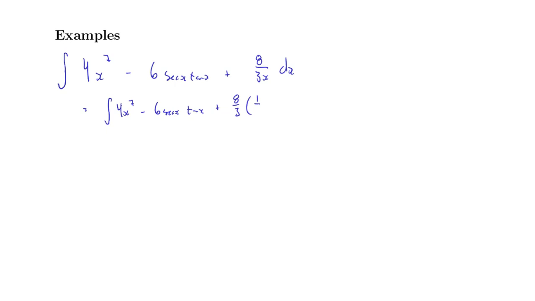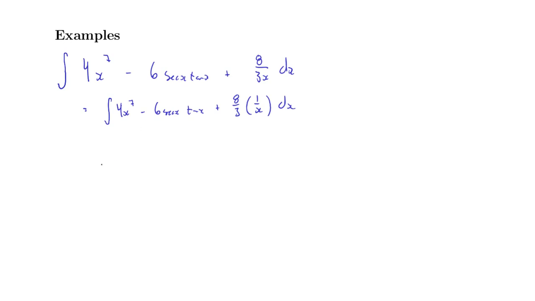So let's just take a look at some random examples here. Let's do something like 4x to the 7 minus 6 secant x tangent x plus 8 over, I don't want to do 8 over 2, that's just 4. I'll do 8 over 3x dx. I might rewrite this a little bit. I might call this 4x to the 7 minus 6 secant x tangent x plus, just so we can see it, 8/3 times 1 over x dx.